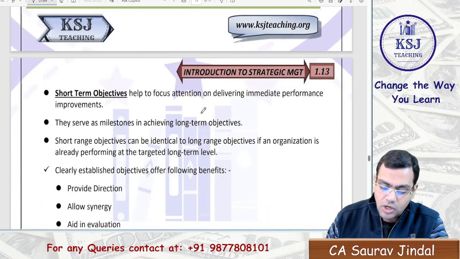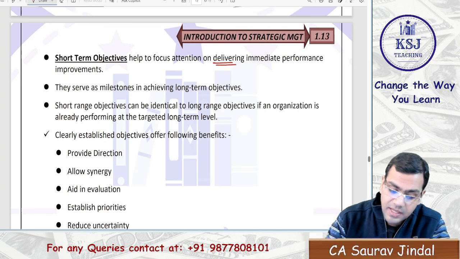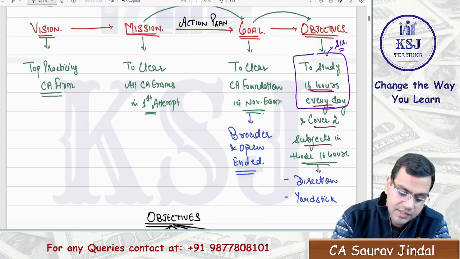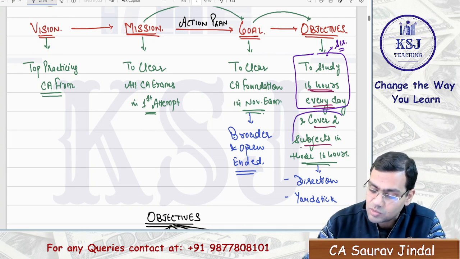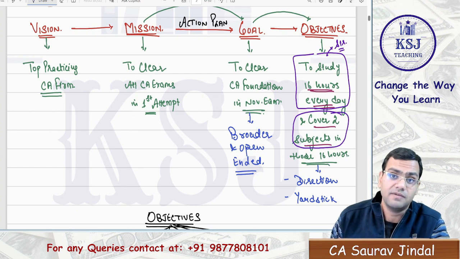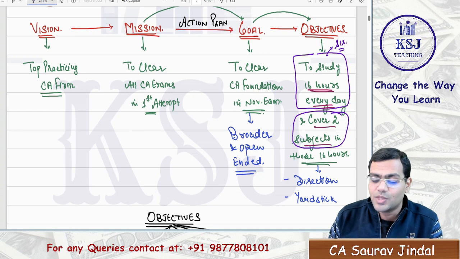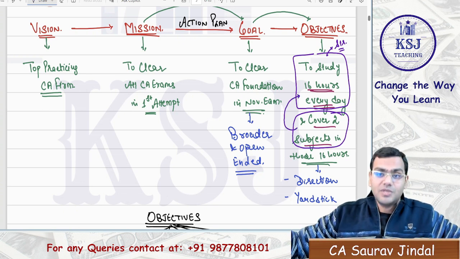Fine. Then short-term objective. Short-term objectives focus attention on delivering immediate performance improvements. For example, the short-term objective is that every day I'm going to cover 2 subjects. You are setting the objective for every day so that you are able to reach your long-term objective.